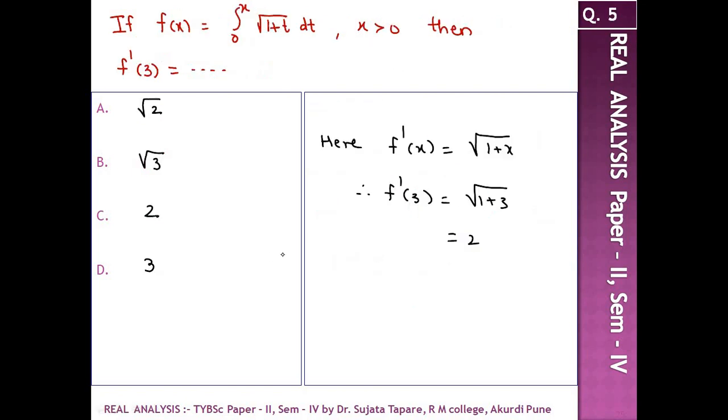If f of x is equal to the integral from 0 to x of square root of 1 plus t dt, then f dash of 3 is equal to. Again use the same theorem, f dash of x is equal to root 1 plus x, f dash of 3 is equal to square root of 1 plus 3, which is 2, and the answer is C.